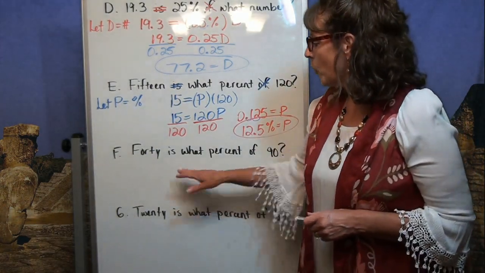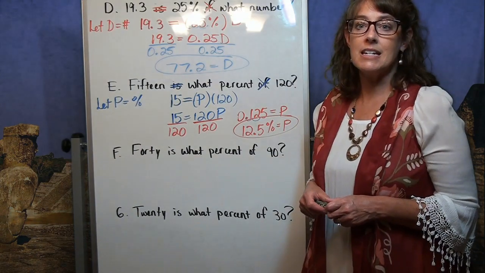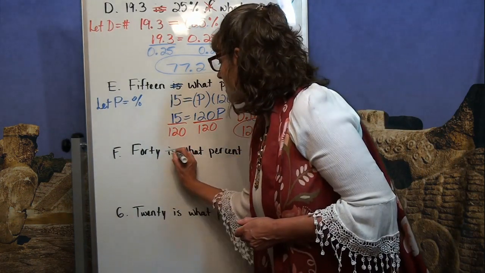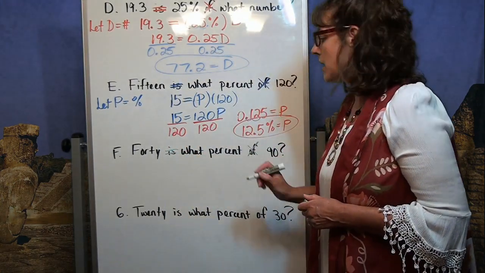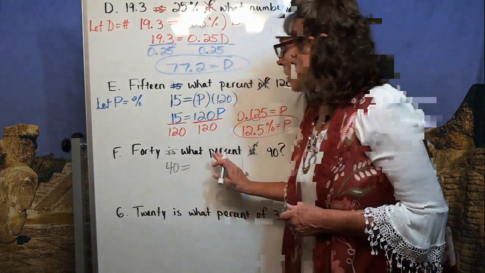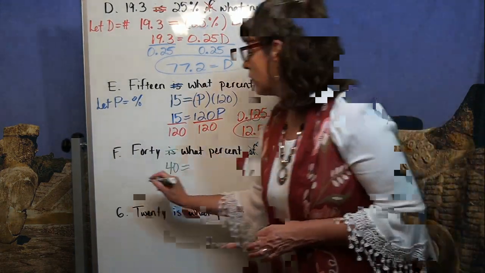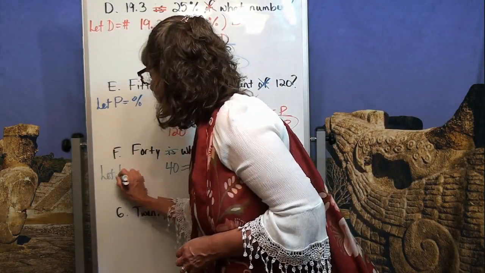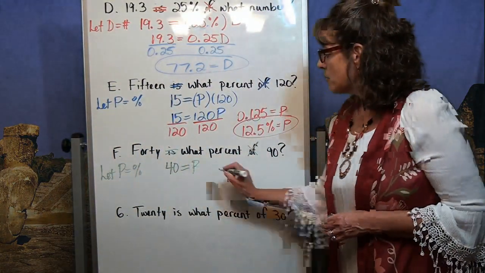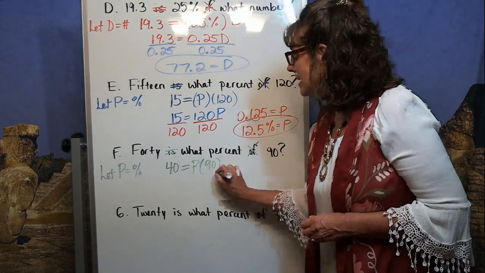All right, so let's do just a couple more, again, to make sure we're very good at this. This one says 40 is what percent of 90? Well, my is means equals, my of means multiplication. So that gives me 40 equals, the percent is what I'm looking for. So let's use P to equal the percentage. And I'm going to take that percent and multiply it to a 90.